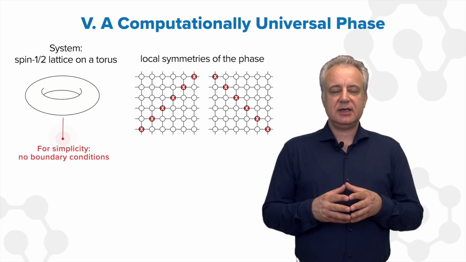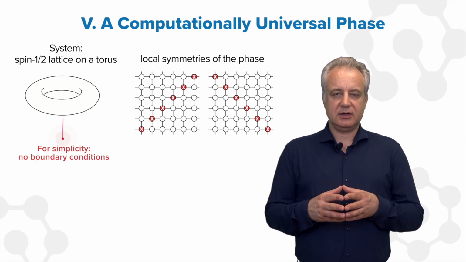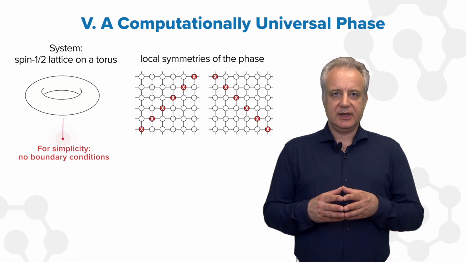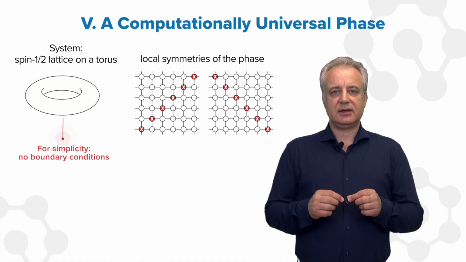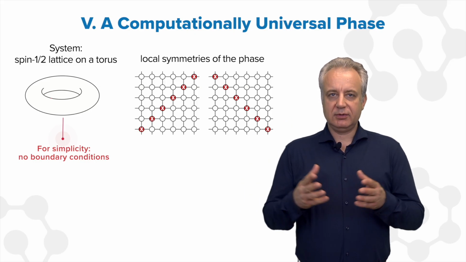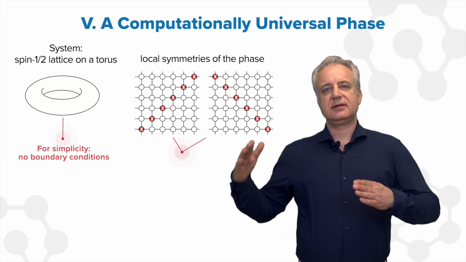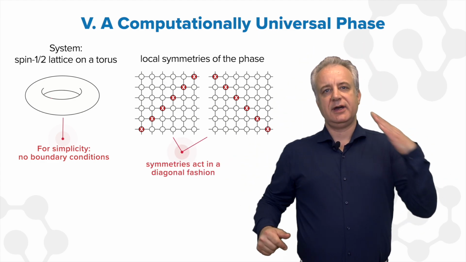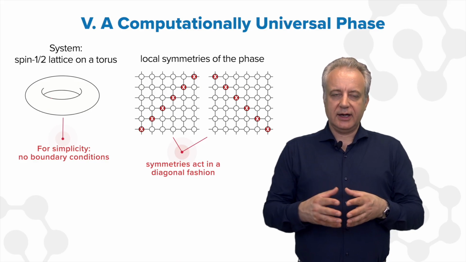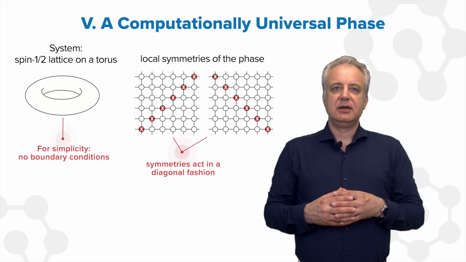But what's interesting is how the symmetries act. In 2 dimensions, we are dealing with what's called subsystem symmetry. In this case, the symmetry acts differently on different qubits. What's shown here are 2 generators of the symmetry, and both act in a diagonal fashion. So only the qubits on a line are acted on non-trivially, and the other qubits are acted on trivially.